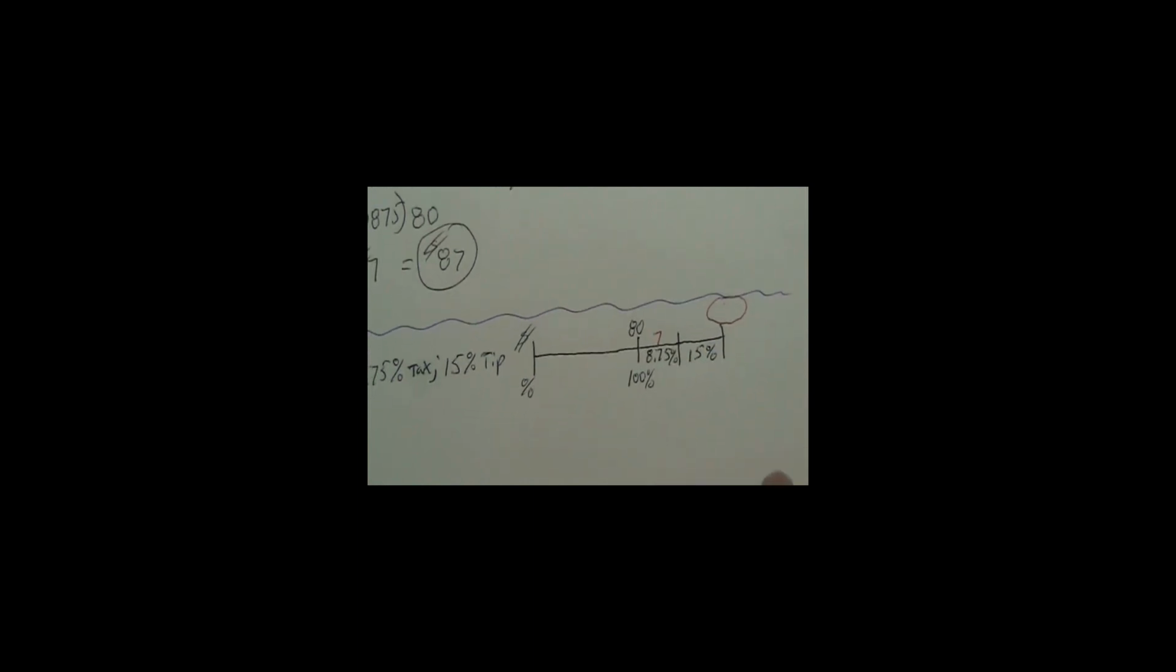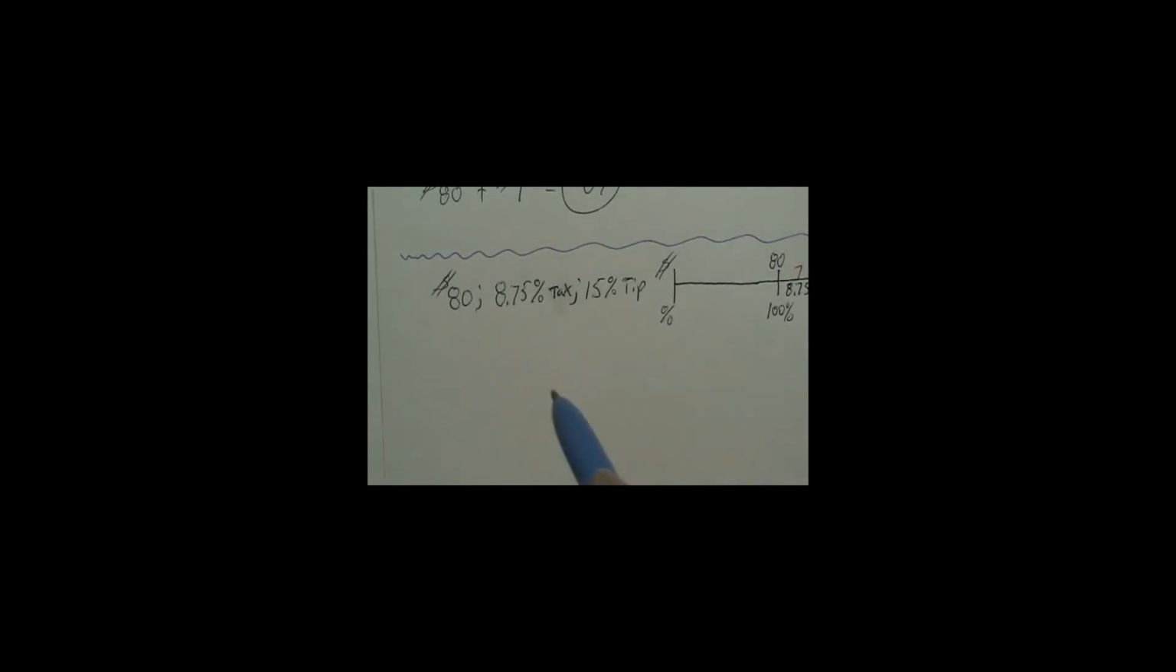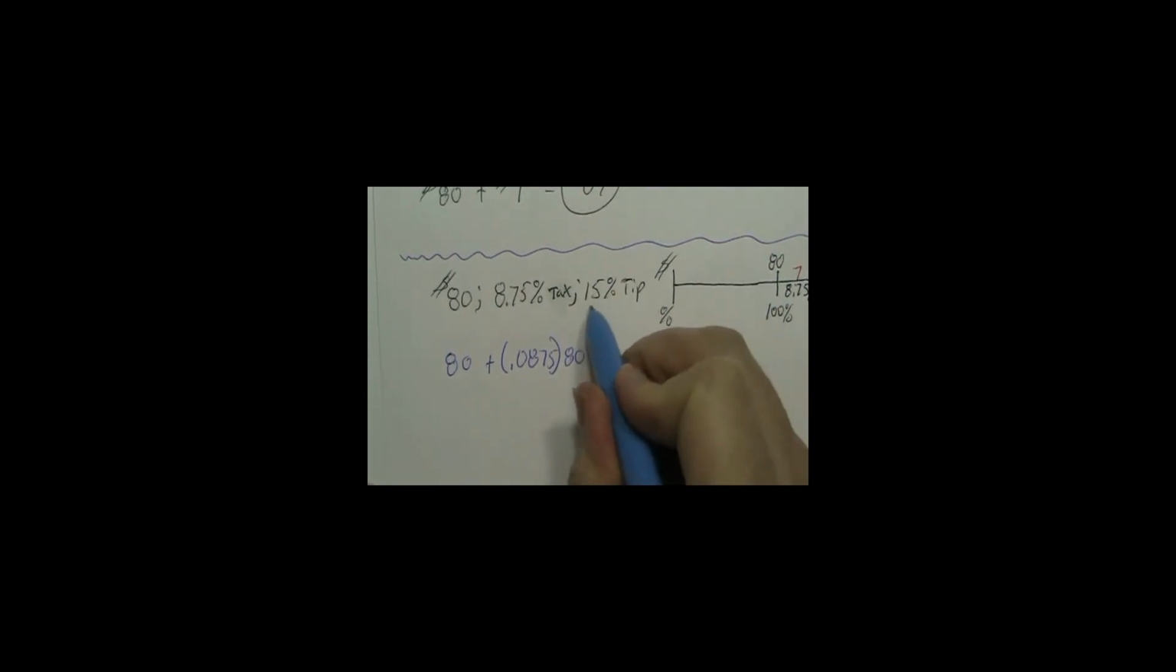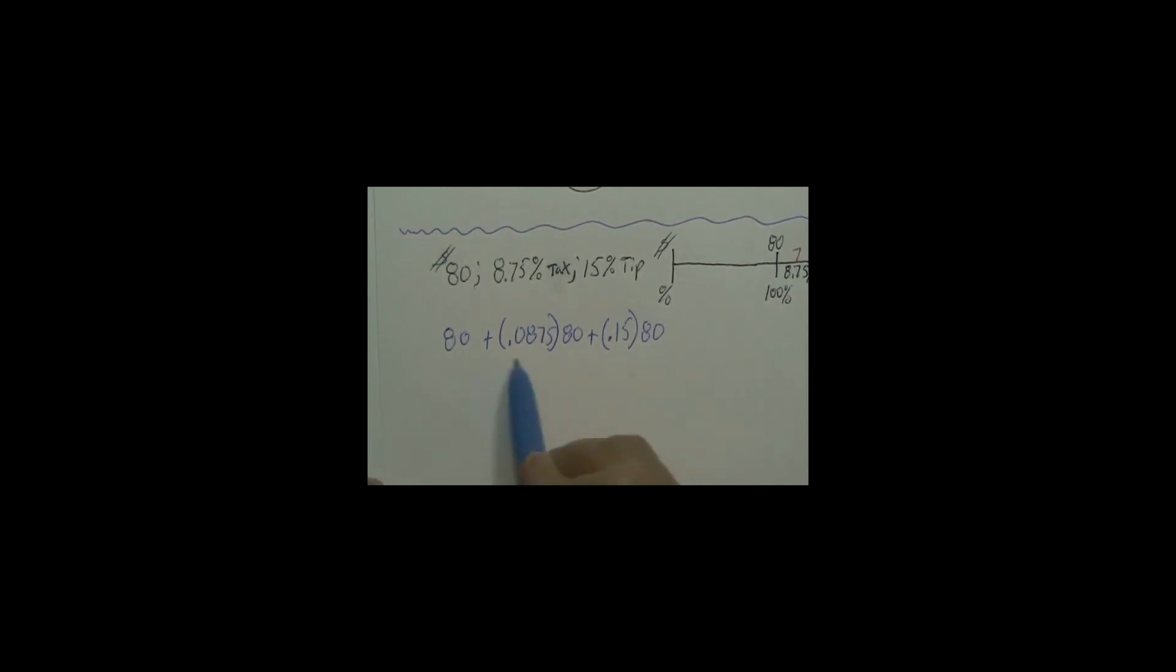So let's go ahead and show how that's done on the calculating part. So we have $80 plus this, which is 0.0875 times 80, plus the tip, which is 15%, is 0.15 of 80. Okay, so now let's just add this up. This is $80. We did this before. This is right up above, $7, right? That's what the tax is.